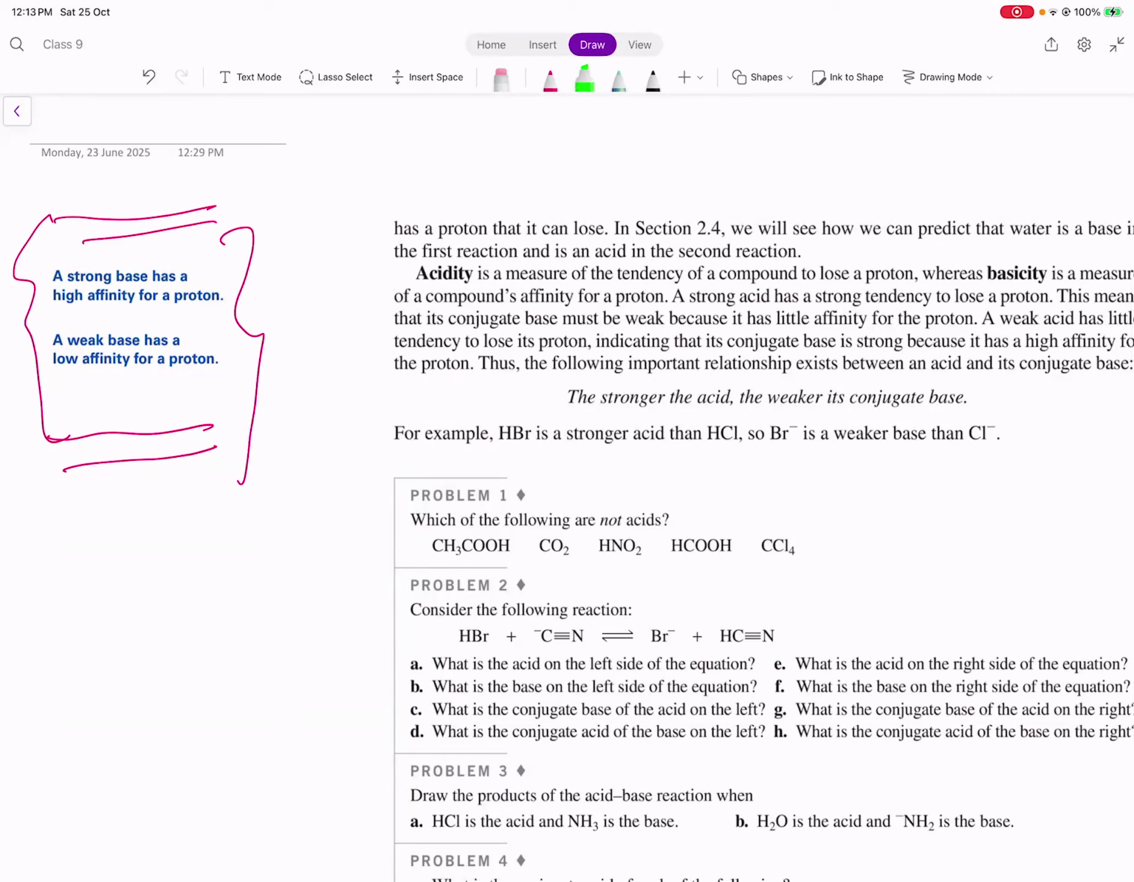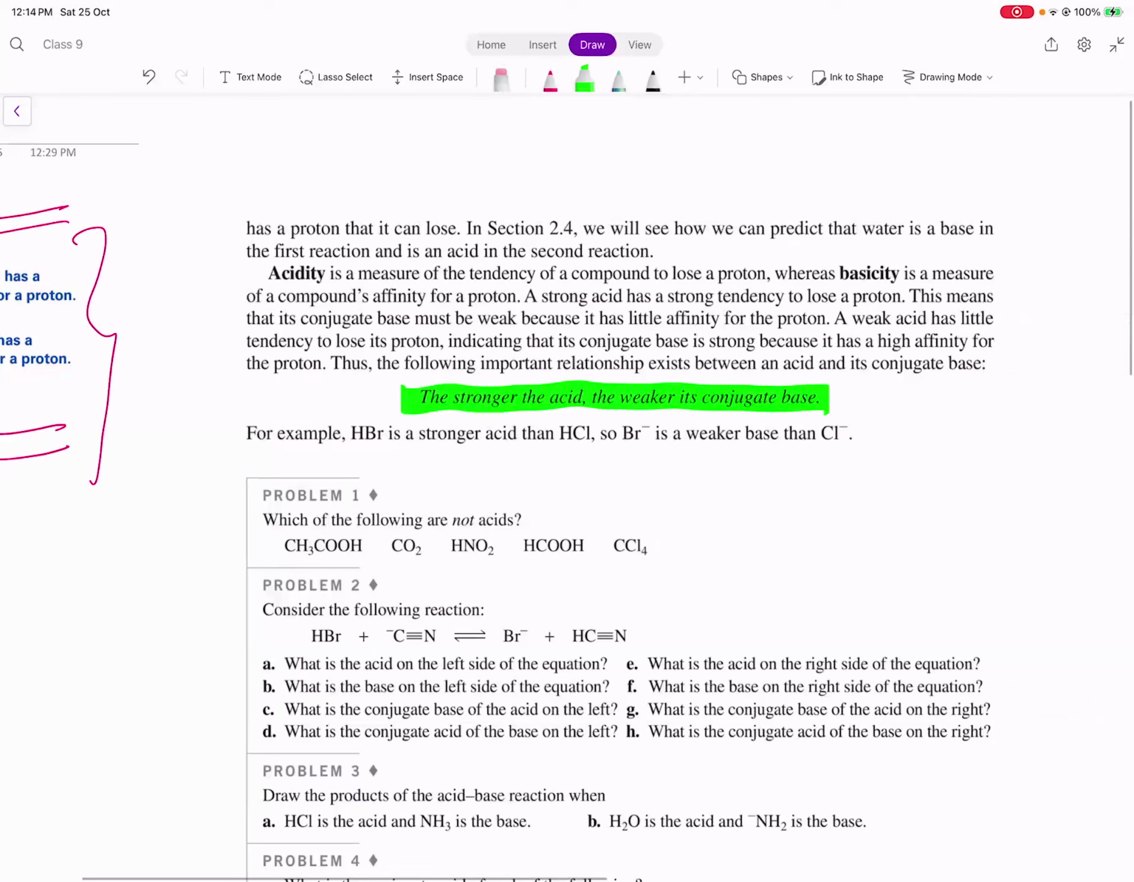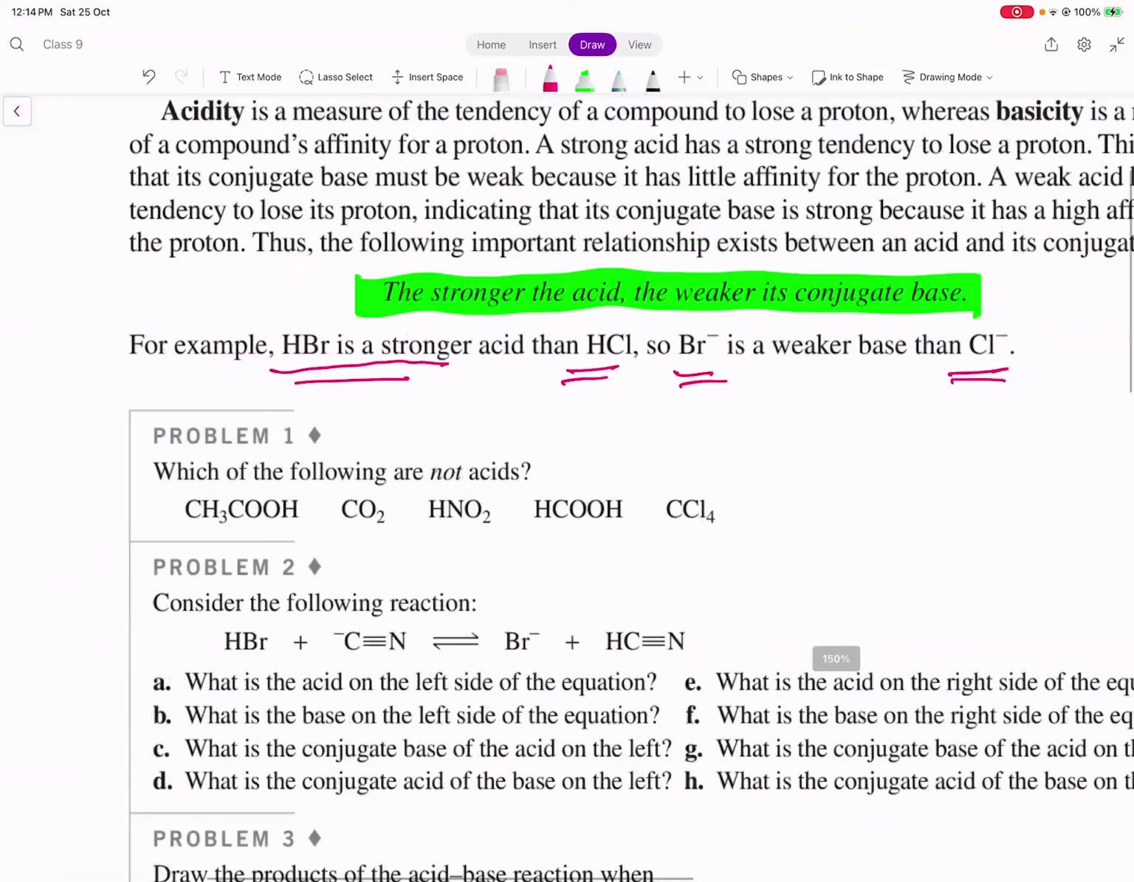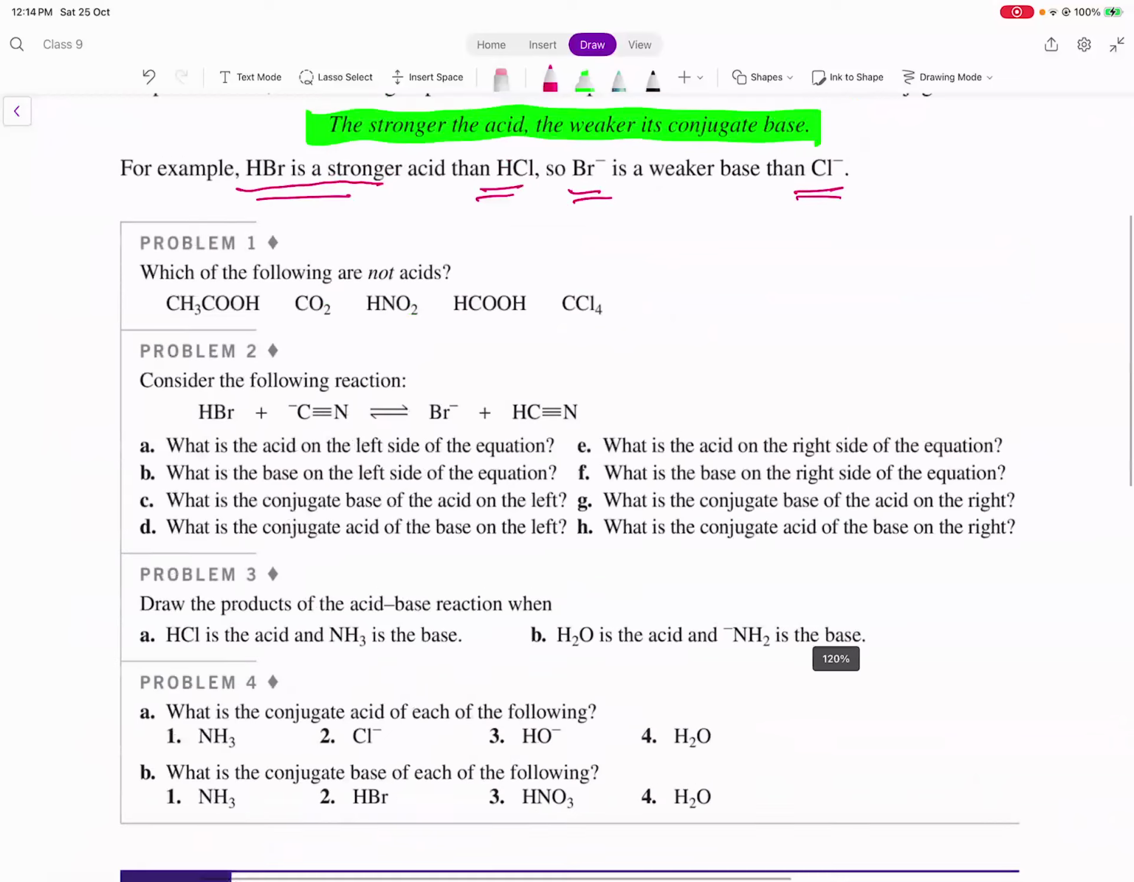Now this is the most important thing which you have to remember. Stronger the acid, the weaker is its conjugate base. Got it? Stronger the acid, weaker is its conjugate base. So for example, if HBr is a stronger acid than HCl, so Br minus is a weaker base than Cl minus. Got it? Both of you clear? Okay, excellent.